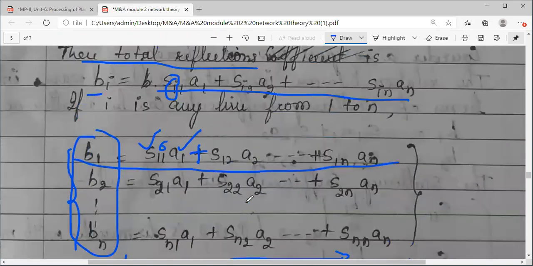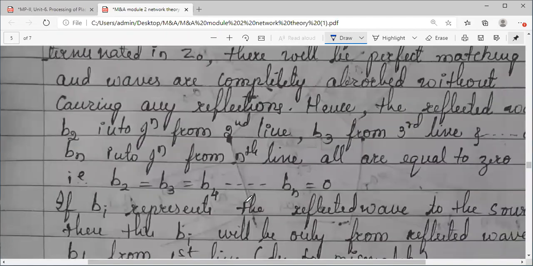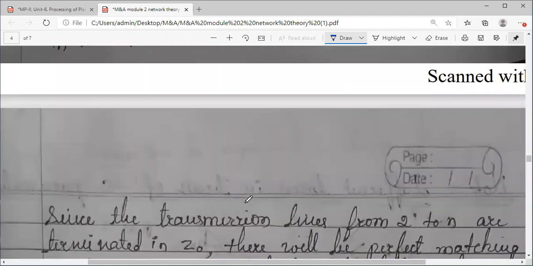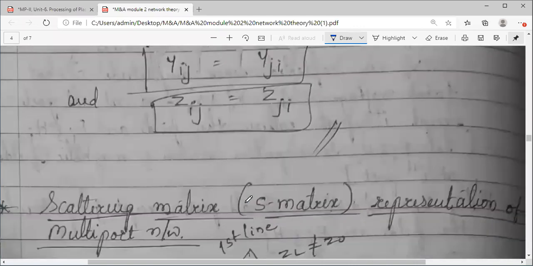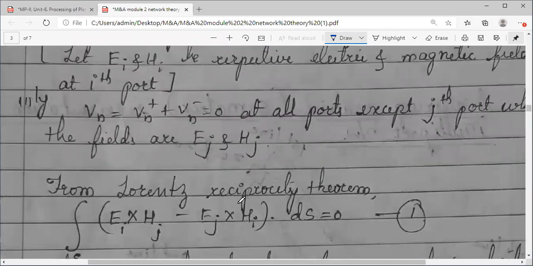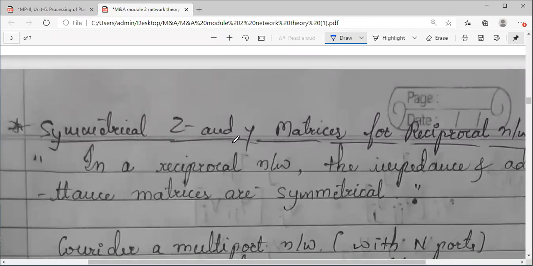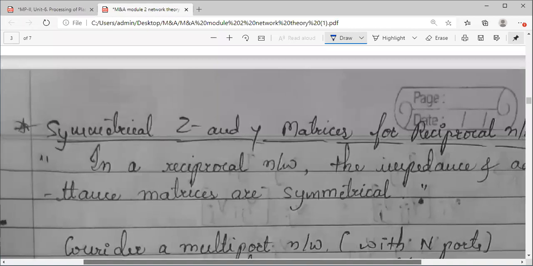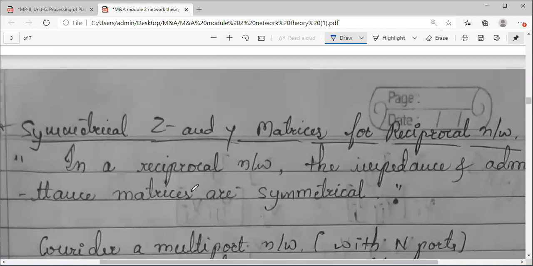In today's session, as I already told you in the earlier sessions, we have to do a small derivation on symmetricity and reciprocity. Let's see that today: symmetrical Z and Y matrices for a reciprocal network. I hope you have tried to find out the meaning of a symmetrical network and the meaning of a reciprocal network. Can I get the answer?